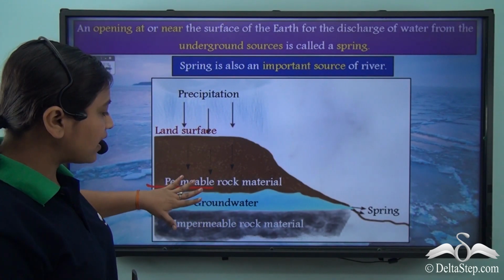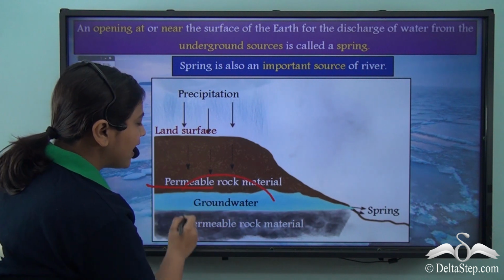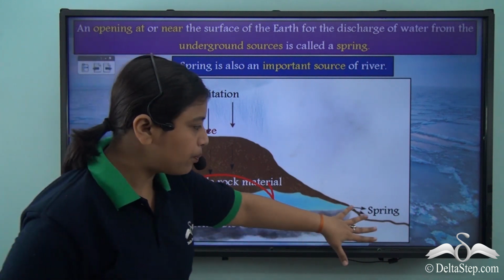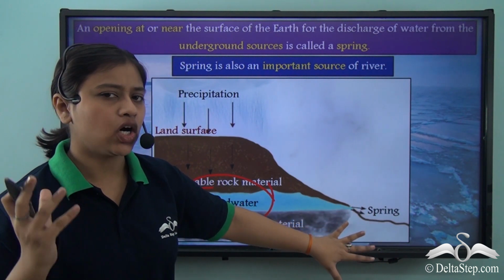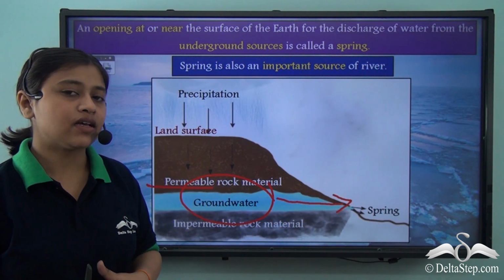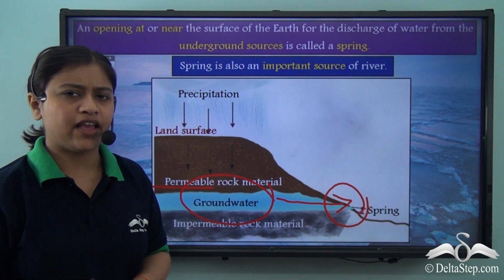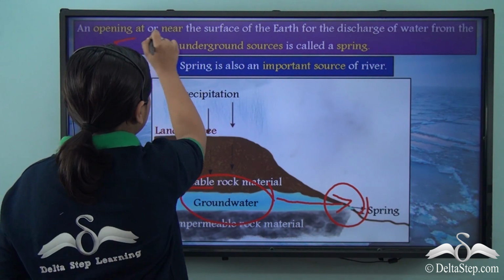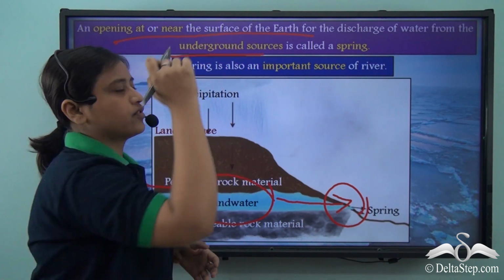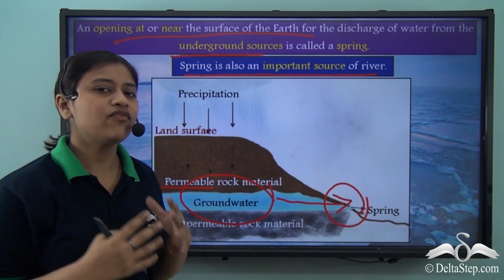Right? Now, after that, there's a place where the water cannot seep in any further. So, it tends to collect down here and is known as the groundwater. Right? So, when there's an opening at or near the surface of the earth, this water tends to move out from here and it joins the river or stream. This opening here is known as spring. Therefore, we can say that an opening near or at the surface of the earth for the discharge of water from underground sources is called a spring. Right? Therefore, spring also is an important source of river.